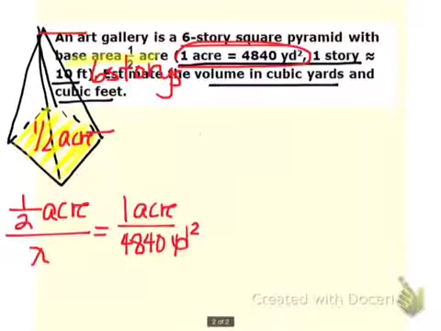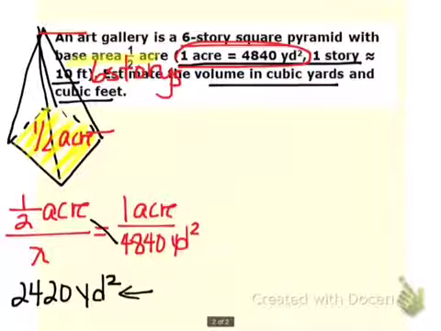So when I cross multiply, because that's how I solve a proportion, I would multiply 1/2 times 4,840, and that's going to give me 2,420, and that will be yards squared, and that's going to be the area of the base.